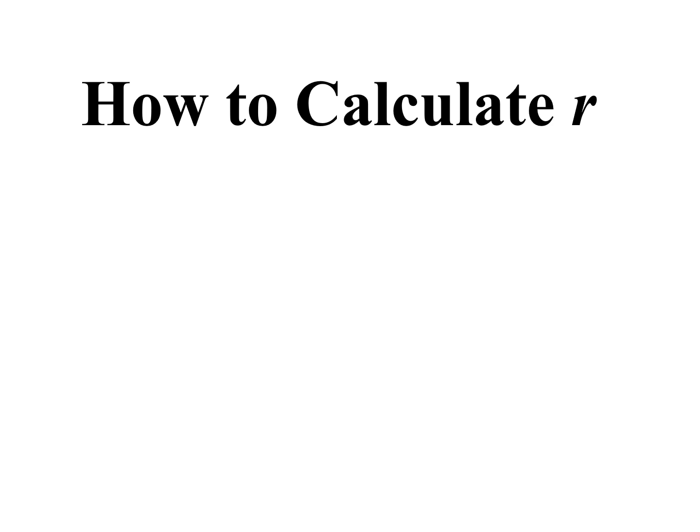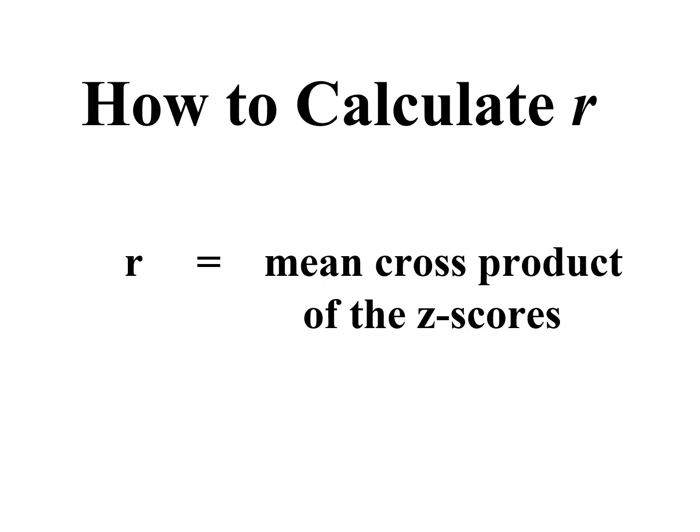In the final part of today's class, I will explain how to calculate R. The calculations for the correlation coefficient can be summed up in one sentence. R is the mean cross product of the z-scores. I'm going to explain what a cross product is and show you how the calculations are made. And I'm going to have you do the calculations along with me.